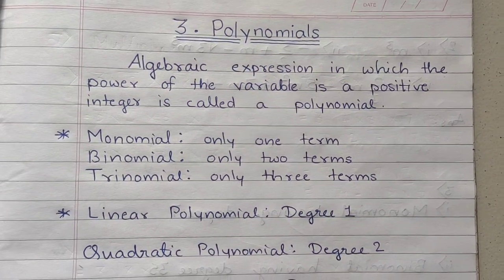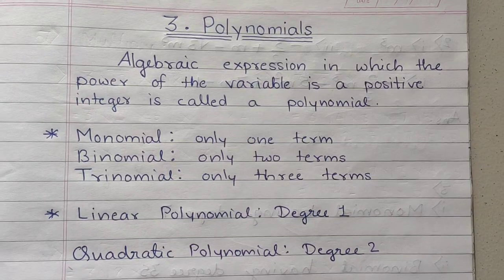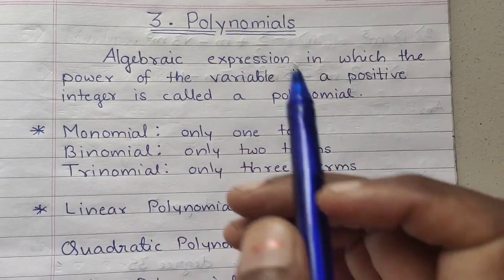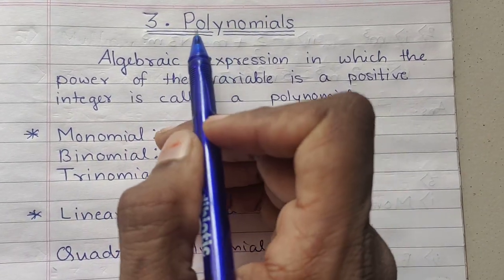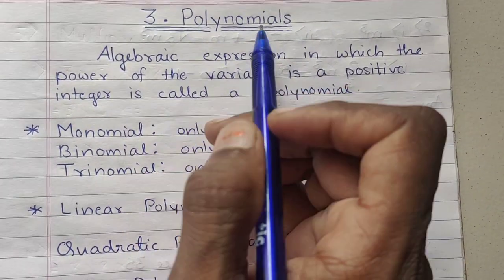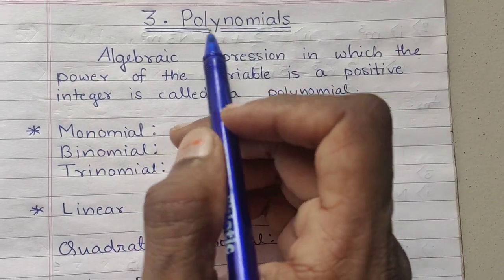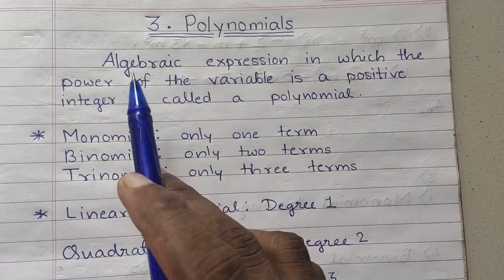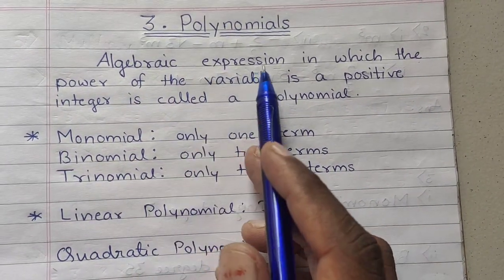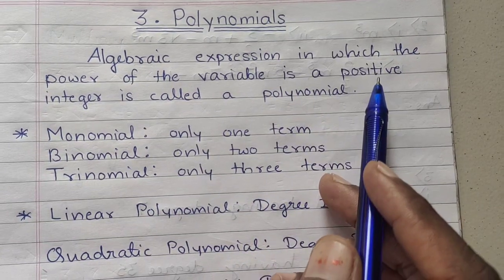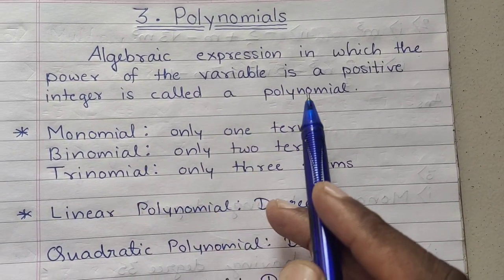Our third lesson is polynomials. So let us see what is the meaning of polynomials. Poly means what? Many. Nomial means terms. So if there are many terms, then you will call that a polynomial. But what are the conditions? Let us see that. An algebraic expression in which the power of the variable is a positive integer is called a polynomial.